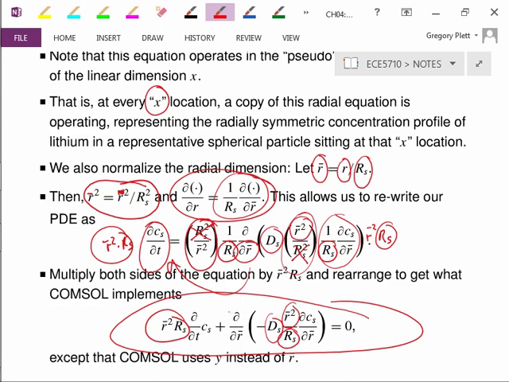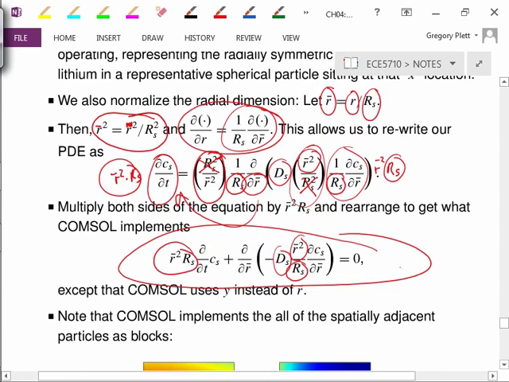Now, COMSOL doesn't have the ability, as far as I know, to rename a coordinate in its model. So x is x and y is y. It doesn't have an r coordinate. So it uses in our model y instead of r. And it's going to then have y bar squared times rs times everything else. Everywhere you see r bar, we use y bar instead.